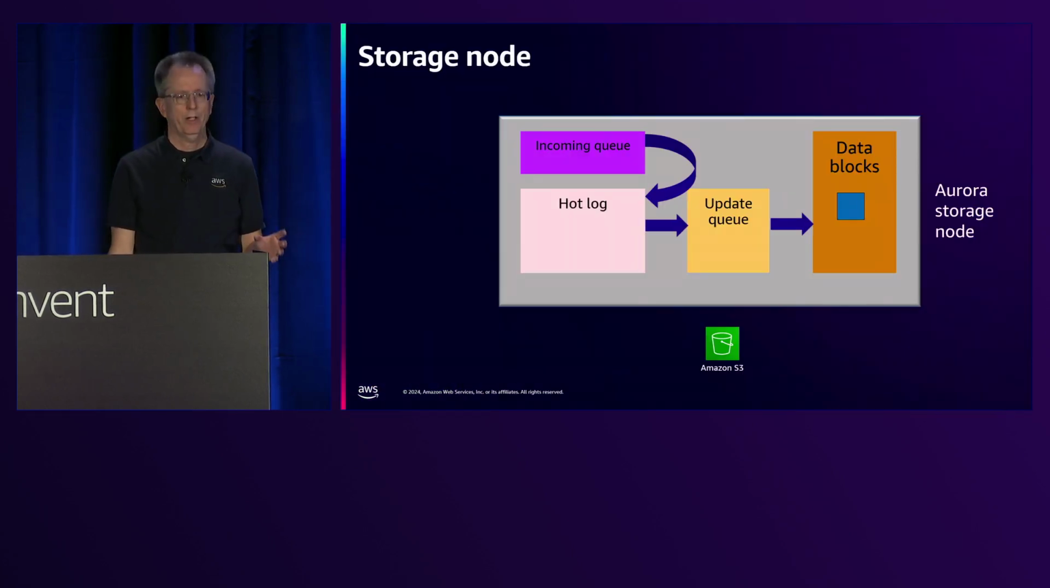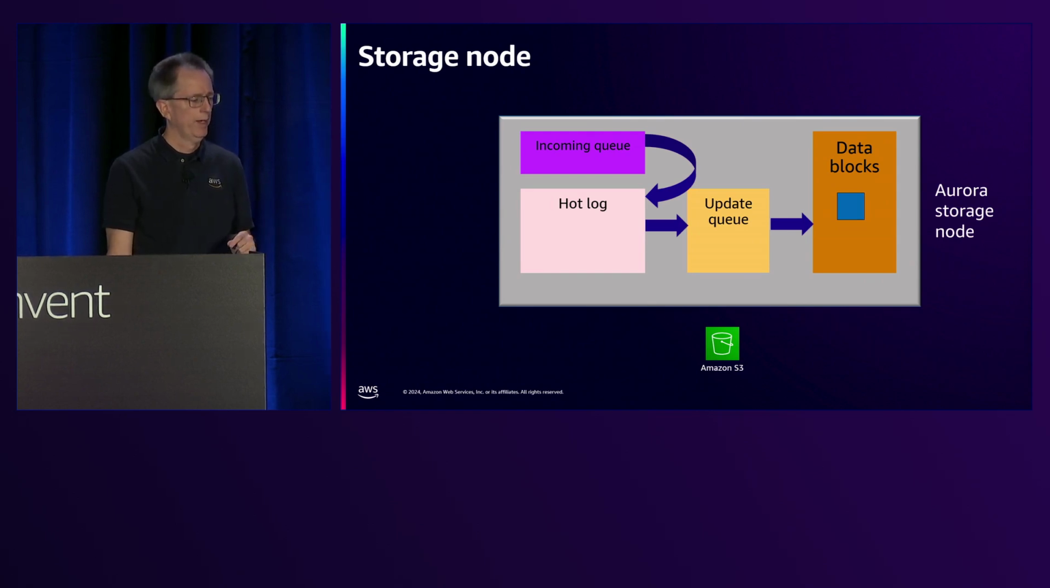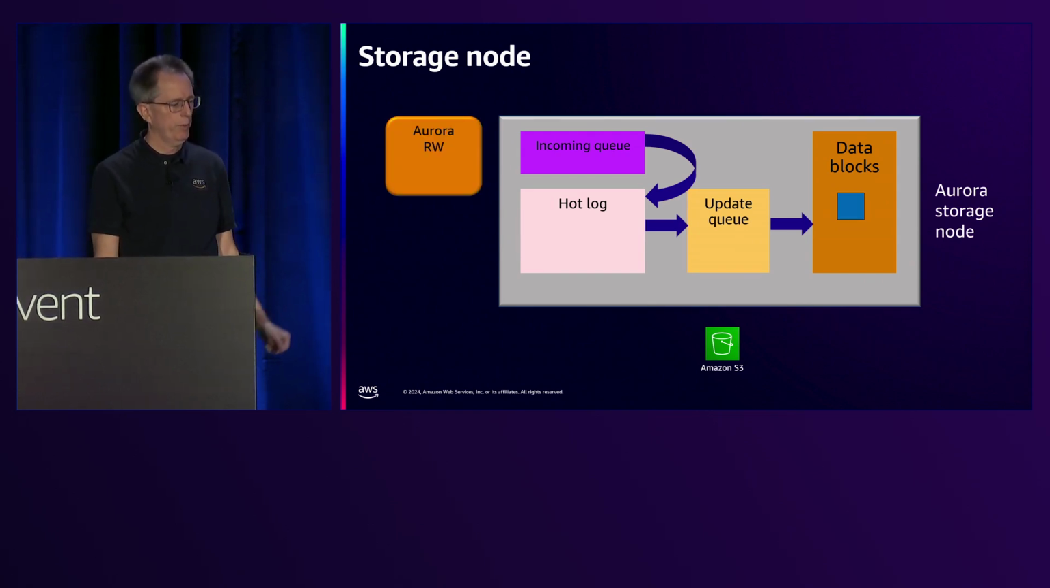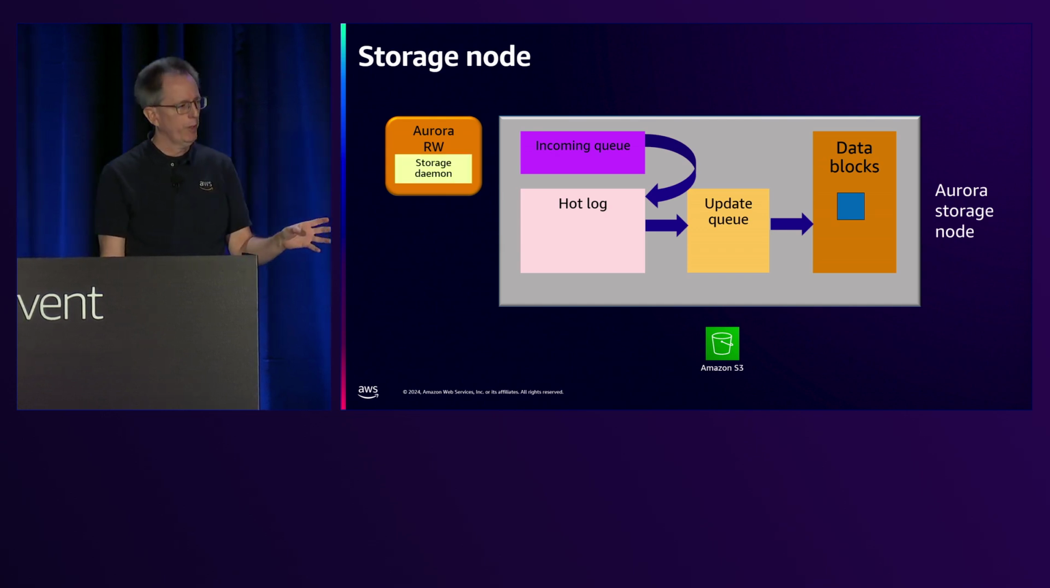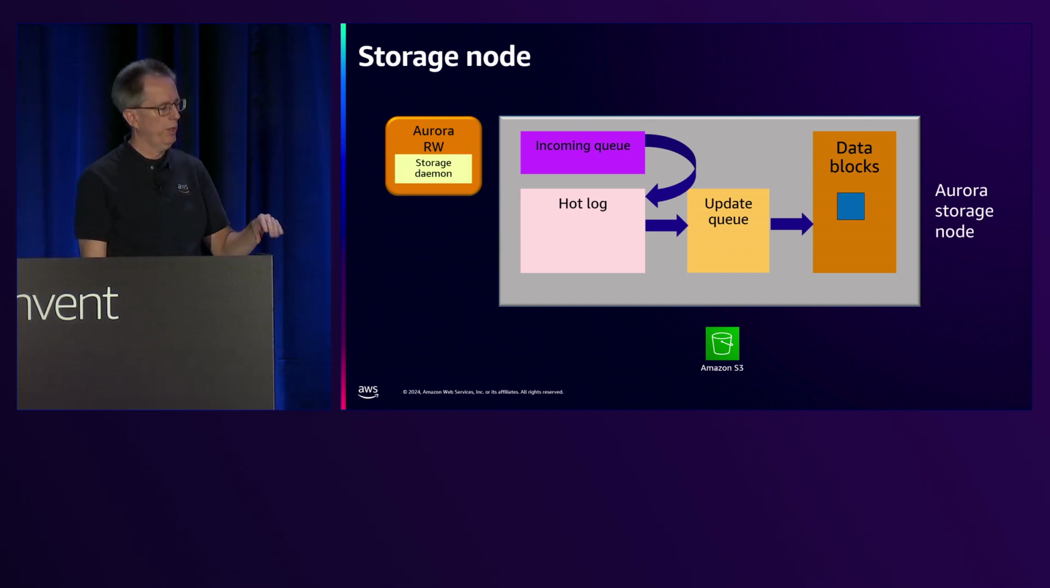So what I'm showing here is the Aurora Storage node. Got a lot of different pieces. We'll walk through that. So we have a read-write instance like we showed before. And the thing I didn't have on this before is the storage daemon. We actually have this daemon that runs on the host. And this is what communicates from the engine down to the storage.